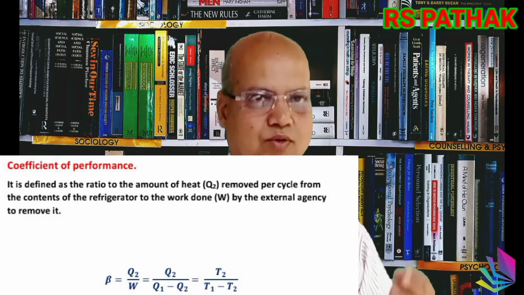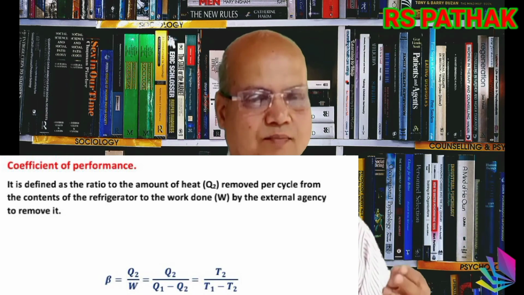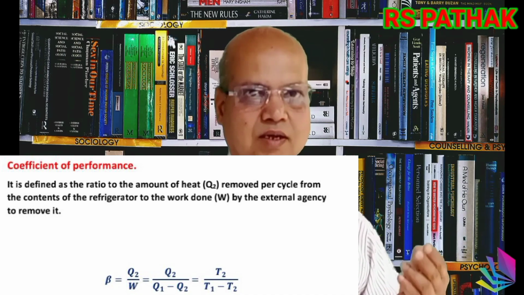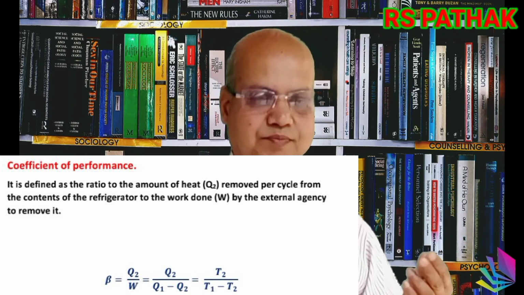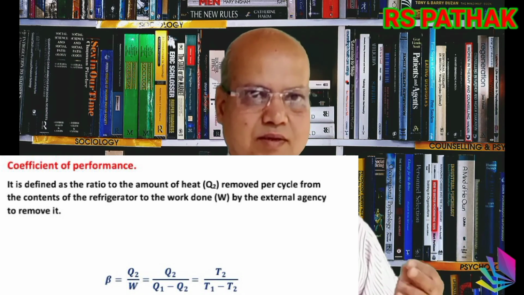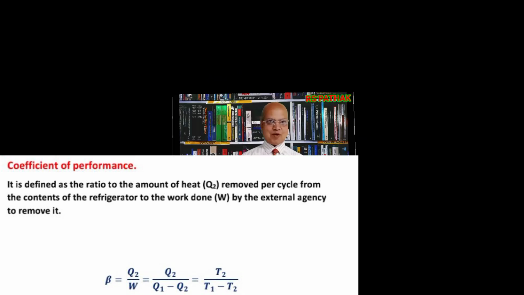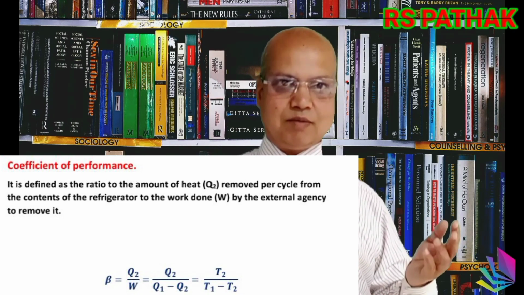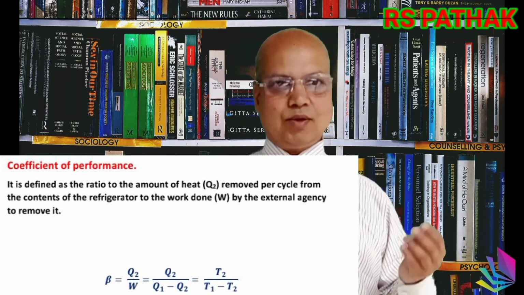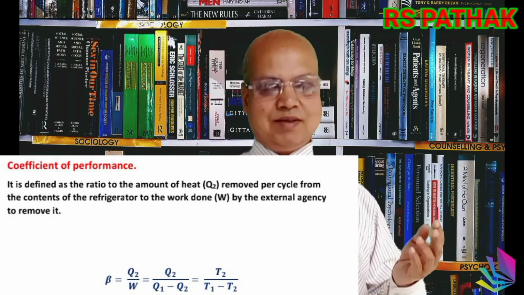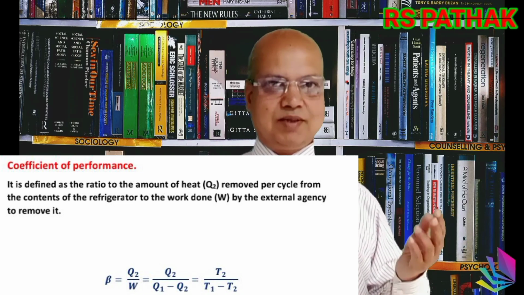I'm repeating once again. It is defined as the ratio of the amount of heat Q2 removed per cycle from the contents of the refrigerator to the work done W by the external agency to remove it. It is denoted by beta. Beta equals Q2 upon W, and W equals Q1 minus Q2, so it can be written as Q2 upon Q1 minus Q2, and it can also be written as T2 upon T1 minus T2.